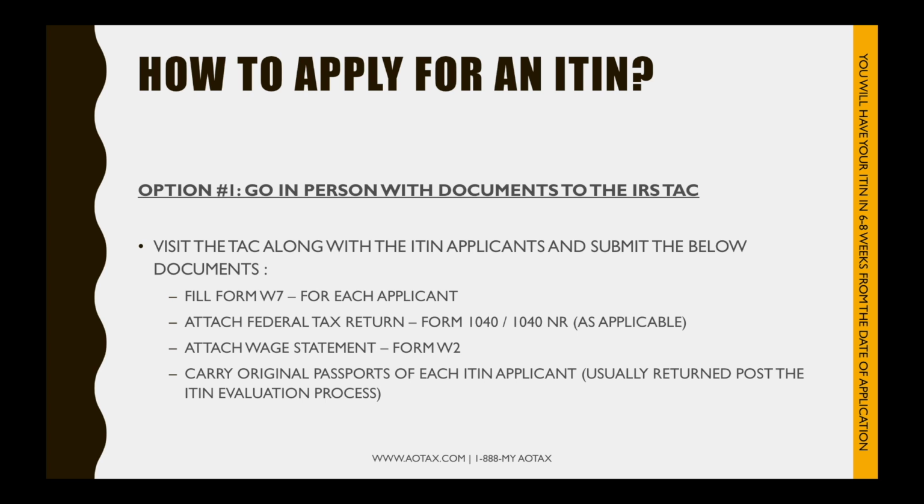And you got to attach your wage statement, that is Form W2, and carry original passports of each ITIN applicant to the IRS Taxpayer Assistance Center. And this is usually returned post the ITIN evaluation process. So once you submit your W7, your federal tax return, your wage statement and the original passports of the ITIN applicant, the Taxpayer Assistance Center will evaluate and review them, and they will return them to you immediately. This is option 1, and you will receive your ITIN in 6 to 8 weeks from the date of your application.